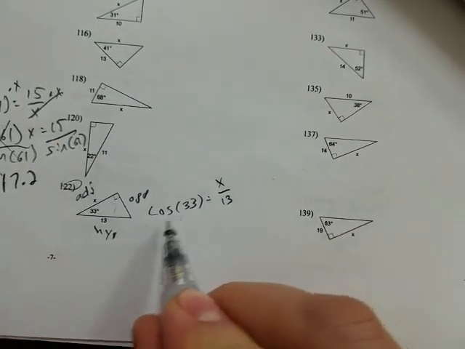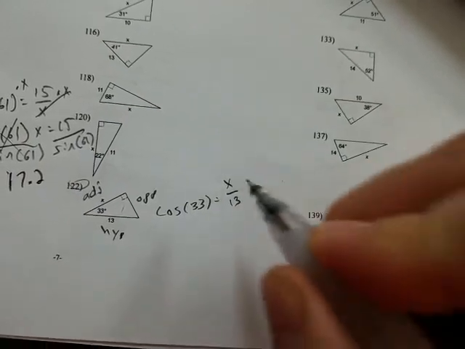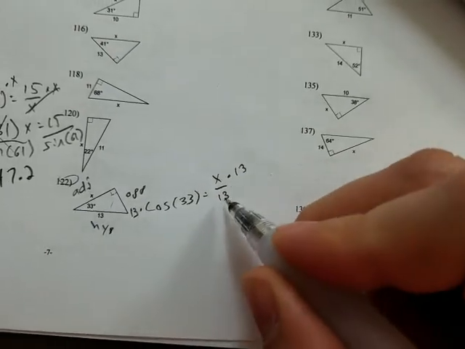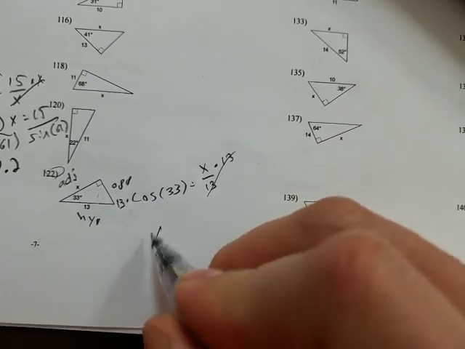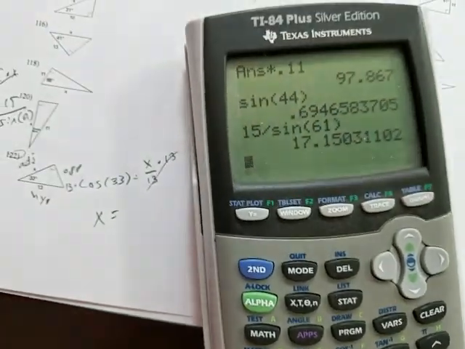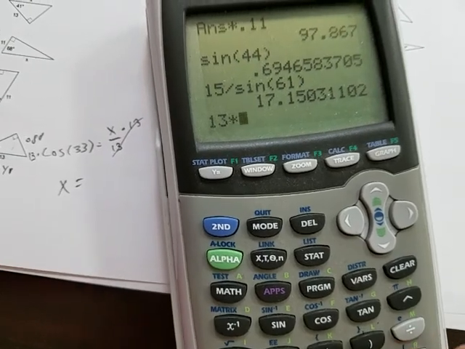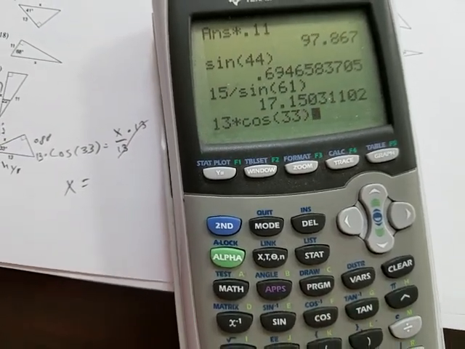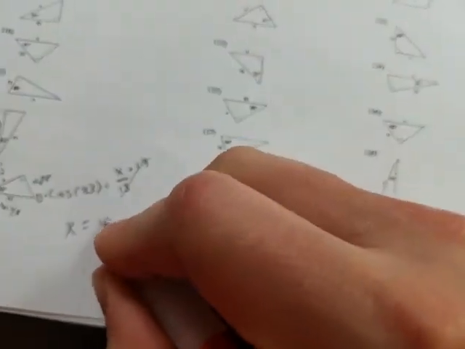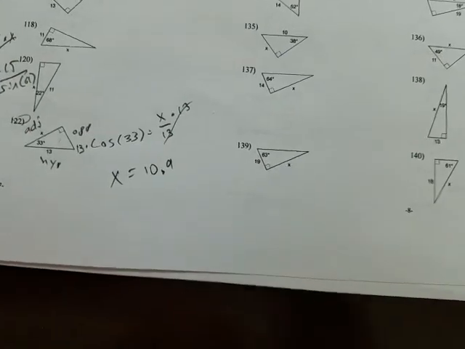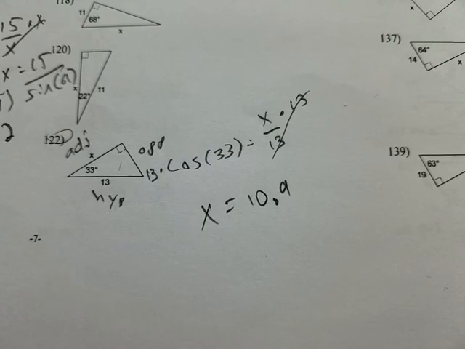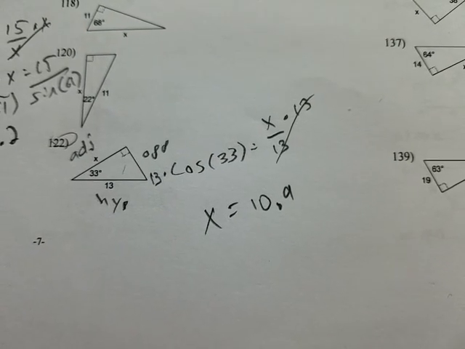And now we know this is just a decimal, so we're going to treat it like a number. To solve for x, we're going to multiply both sides by 13. And so these 13s will cancel out, and I have x equals 13 times cosine of 33. So I can just put that in as 13 times cosine of 33. That is 10.9. So my side is 10.9. And that kind of makes sense in my diagram, because if the hypotenuse is 13, the long leg there looks nearly as long, and 10.9 works out.